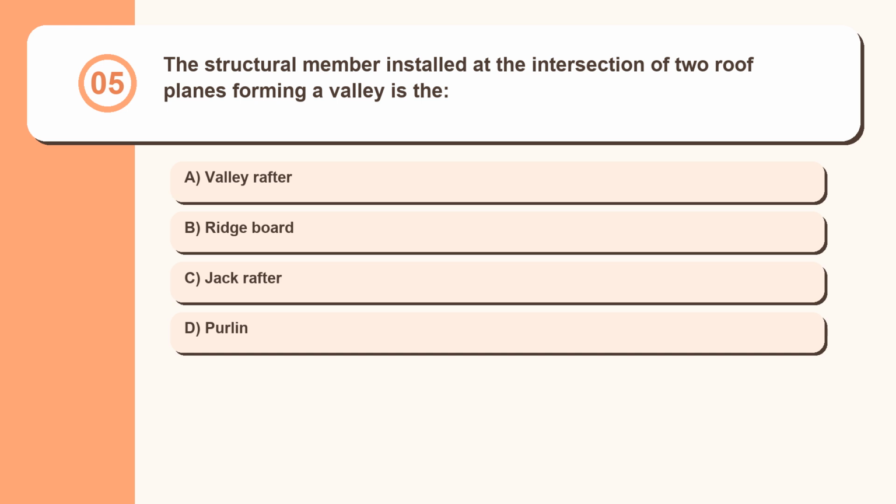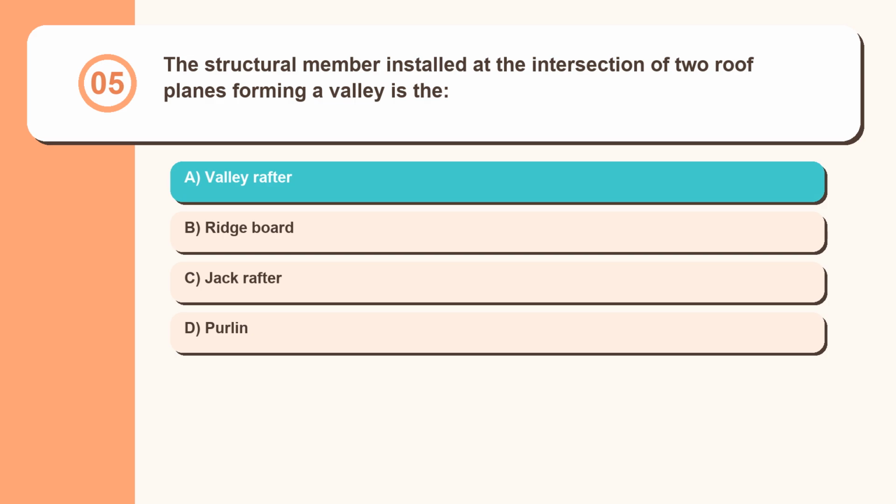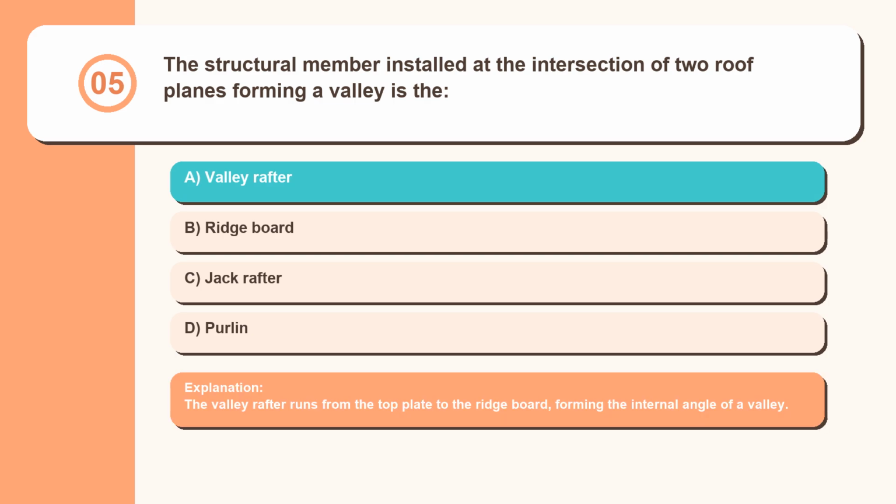Question 5. The structural member installed at the intersection of two roof planes forming a valley is the valley rafter, ridge board, jack rafter, purlin. The valley rafter runs from the top plate to the ridge board, forming the internal angle of a valley.